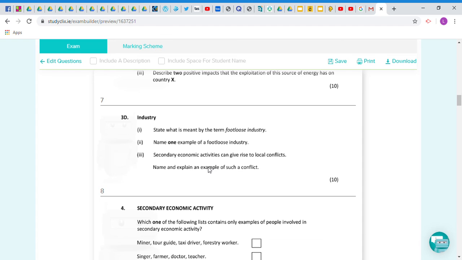And part 3, secondary economic activities can give rise to local conflicts. Name and explain an example of such a conflict. So we looked at the incinerator site in Dublin, and you would use that case study to answer this question. So you name the conflict, and then to explain, I would want you to give 3 points about this conflict.